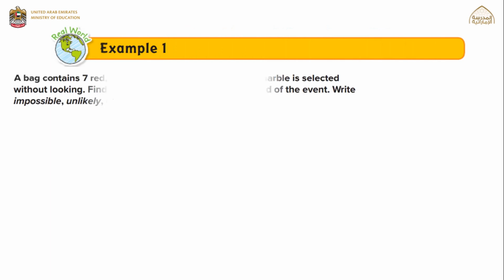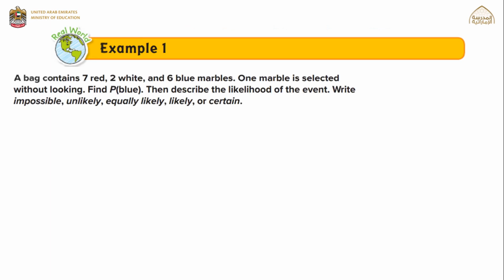Example 1. A bag contains 7 red, 2 white, and 6 blue marbles. One marble is selected without looking. Find the probability of blue, then describe the likelihood of the event. Write impossible, unlikely, equally likely, likely, or certain.